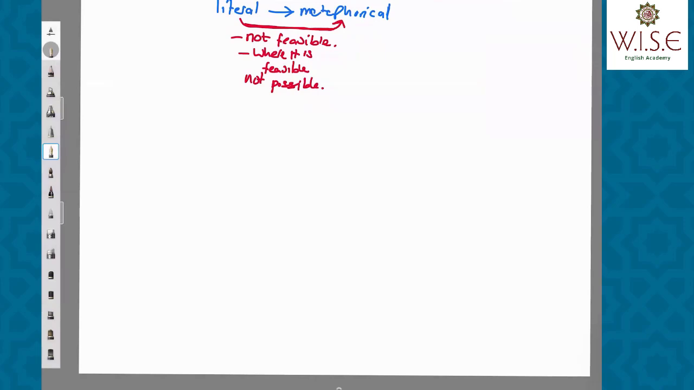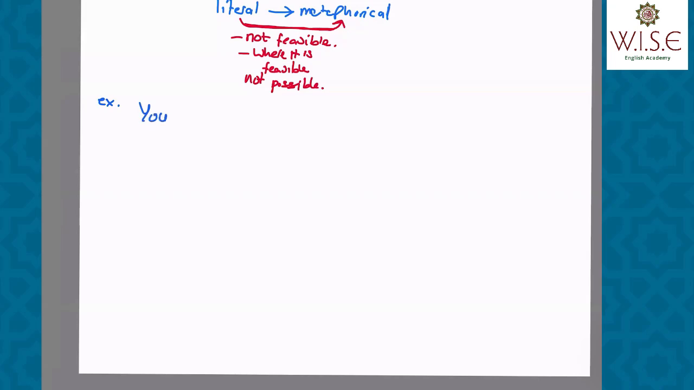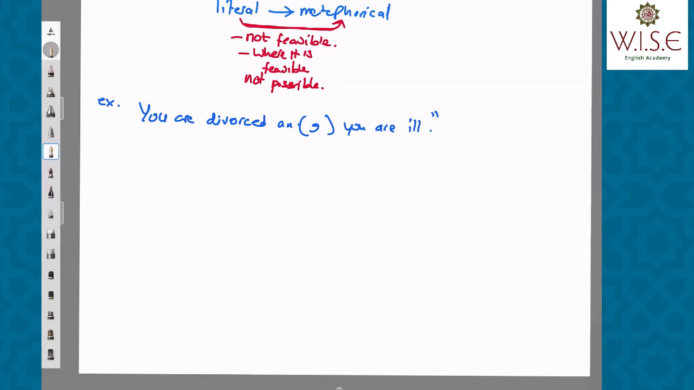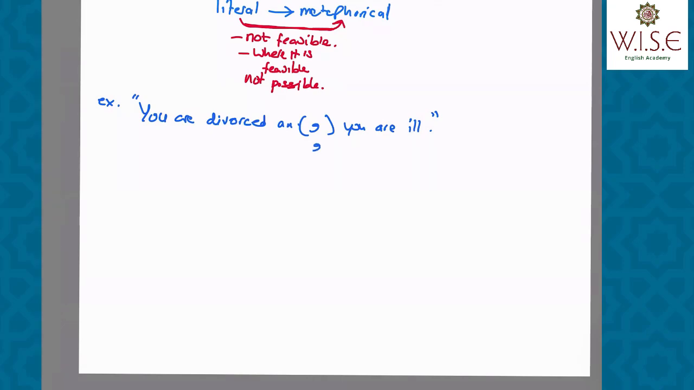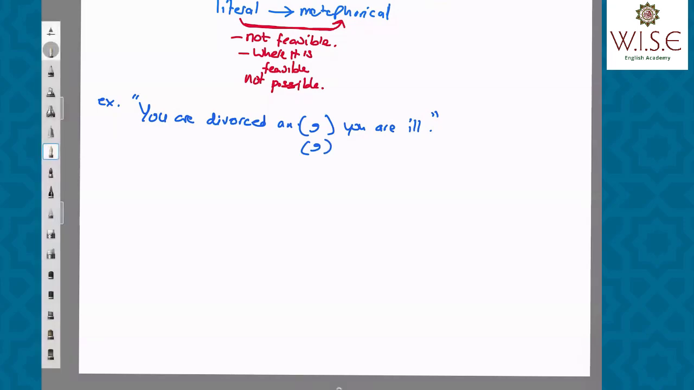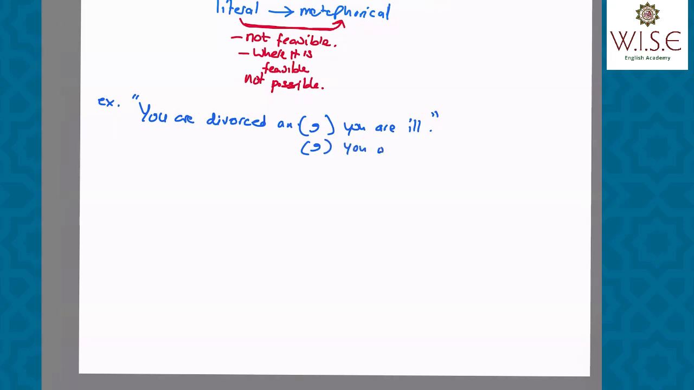So let's take an example. If someone says to his wife, you are divorced, and so he's using a wow atf, of course, you are ill. Now look at the sentence. Maybe pause and try to work out what's going on here. Where he says, you are divorced and you are praying.